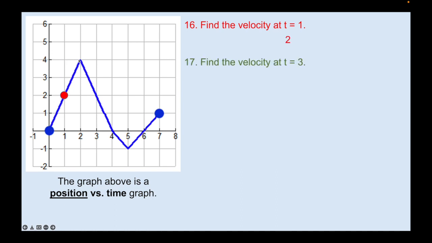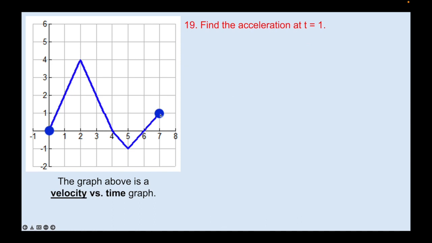And for 17, if we're at 3, and again, we're talking about velocity from a position versus time graph, this one looks like it's going to be negative. It goes down 1, 2, 3, 4 to go over 2. So that's going to give us -2. At 6, when we're looking at this, we're going up 2 to go over 2, and that's going to give us 1.